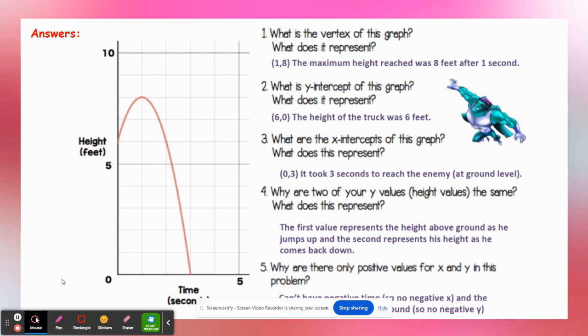All right, go ahead and read through these answers and if you have any questions, let me know. Make sure your notes are filled in completely.